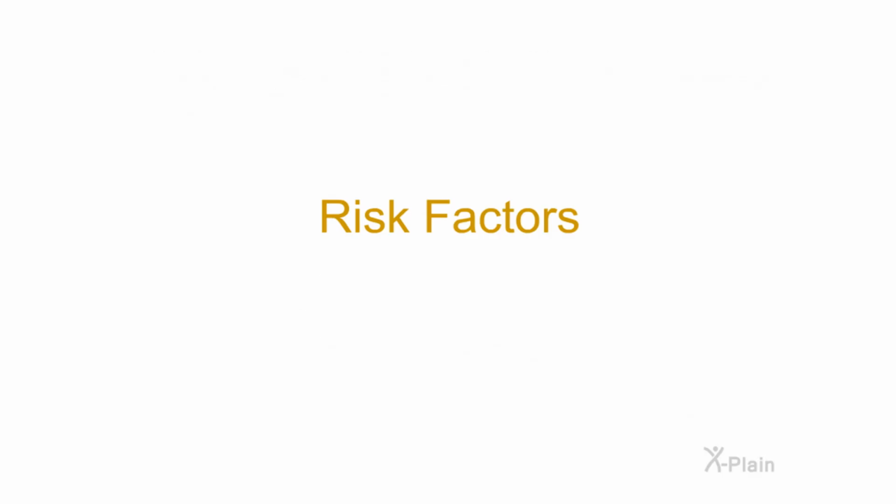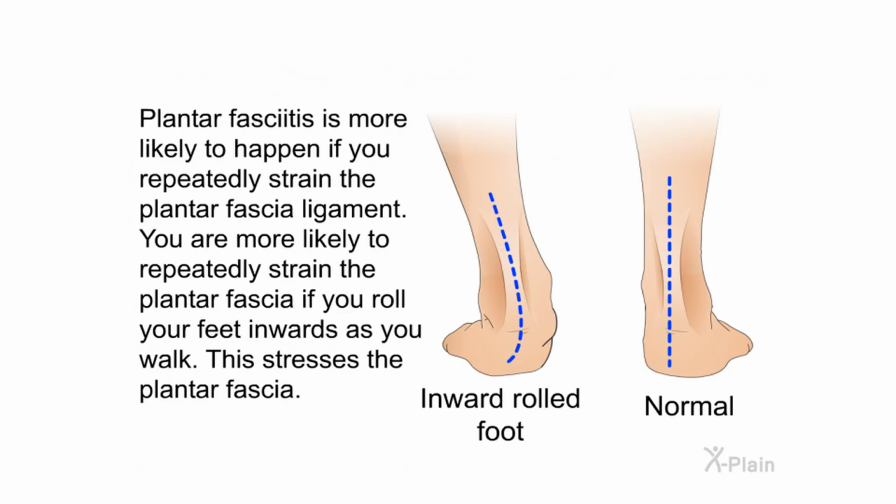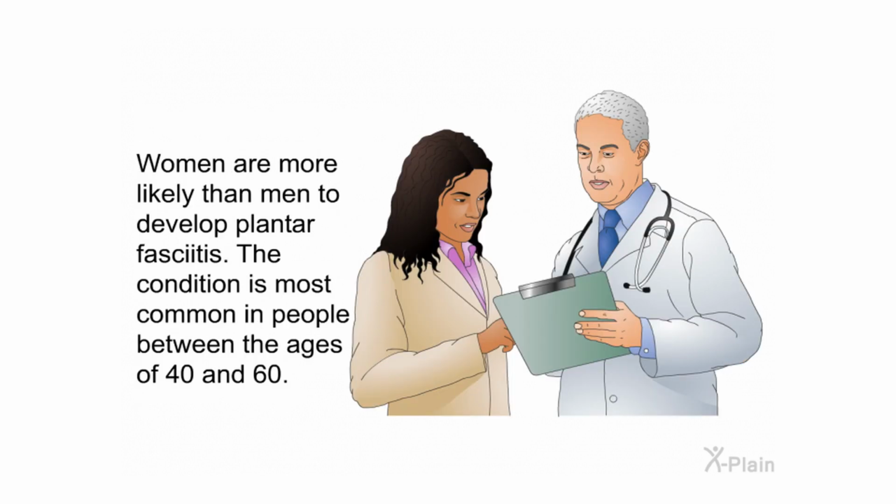Risk factors. Plantar fasciitis is more likely to happen if you repeatedly strain the plantar fascia ligament. You are more likely to repeatedly strain the plantar fascia if you roll your feet inwards as you walk. This stresses the plantar fascia. Women are more likely than men to develop plantar fasciitis. The condition is most common in people between the ages of 40 and 60.